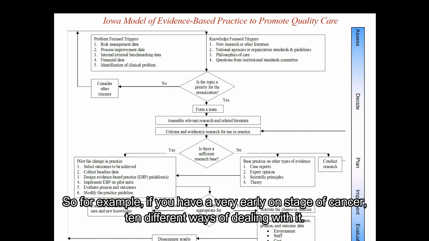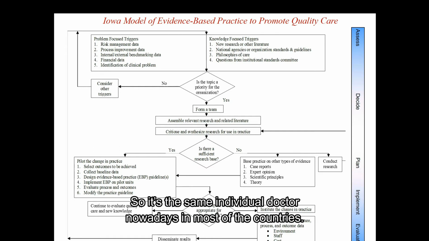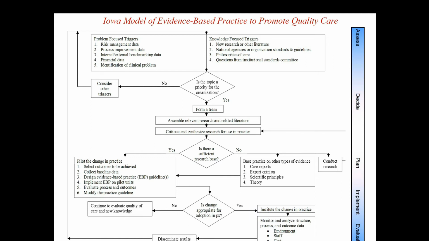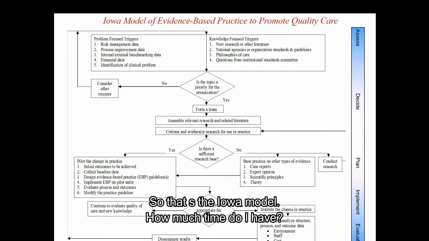So, for example, if you have a very early stage of cancer, there are 10 different ways of dealing with it. So which way? It's not just the individual medical doctor nowadays. In most countries, you need a case discussion and then also involve the relatives to decide. Based on what do you decide? It's not evidence alone. So that is the Iowa model.